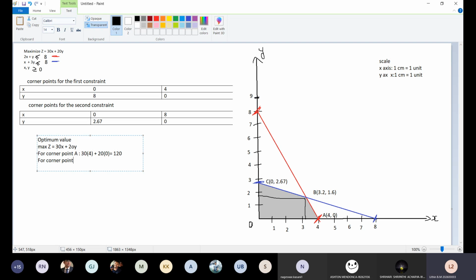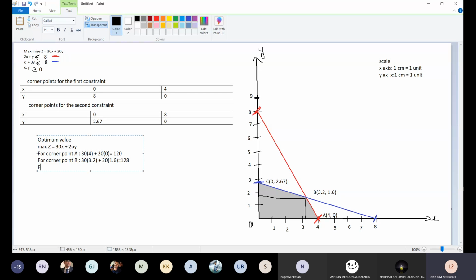B, again 30 into, so what is x? 3.2. Yes. And y would be 20 into 1.6. So that will give you 128.